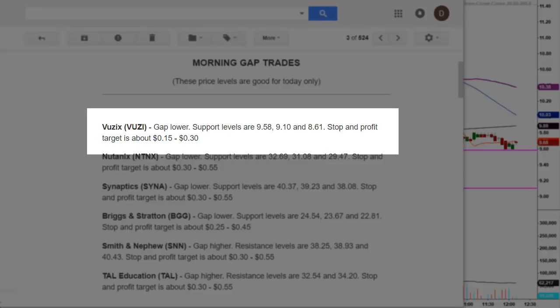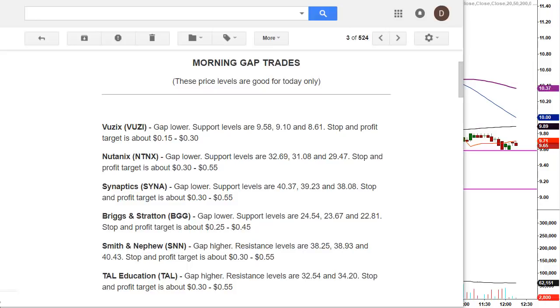The first one, Vuzi, gap lower, support levels are $9.58, $9.10, and $8.61. Stop and profit target is about 15 to 30 cents. Now this is a lower price stock, so you're not looking for 50, 60, 70 cents out of a stock like this. These are scalp trades that can turn into day trades, but we want to make sure that we get at least a portion of the trade off at the minimum profit target. We'll go over more of this one in detail. This is the one you saw on the screen earlier in the video.